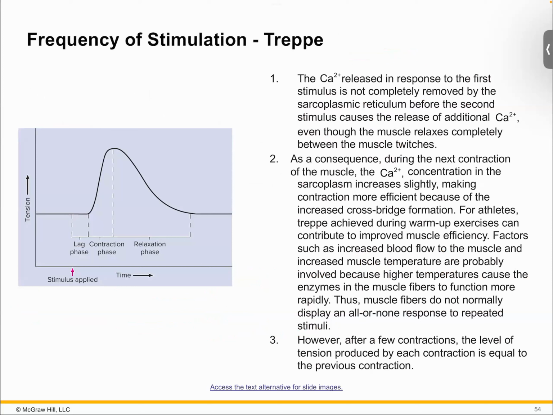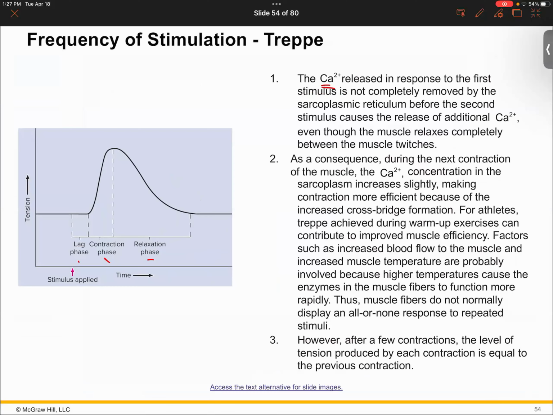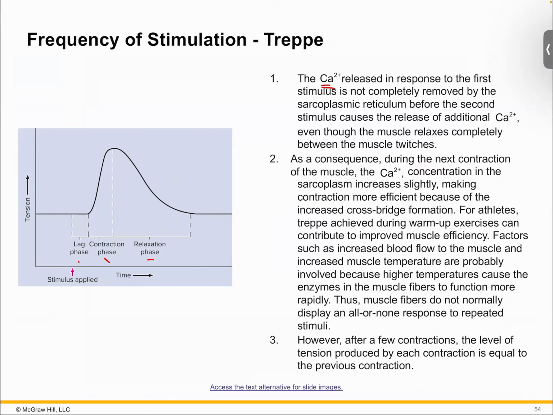Okay, so let's take a look at some frequency of stimulation. A particular pattern called treppe, or Treppe, a German word. So typically what we get is we get calcium release. So here's our same file, right? So we see our lag time, our contraction, and our relaxation. So basically we get our calcium release up on the first stimulation. And then we get the release of the calcium from the sarcoplasmic reticulum. And then we have muscle relaxation completely between muscle twitches.